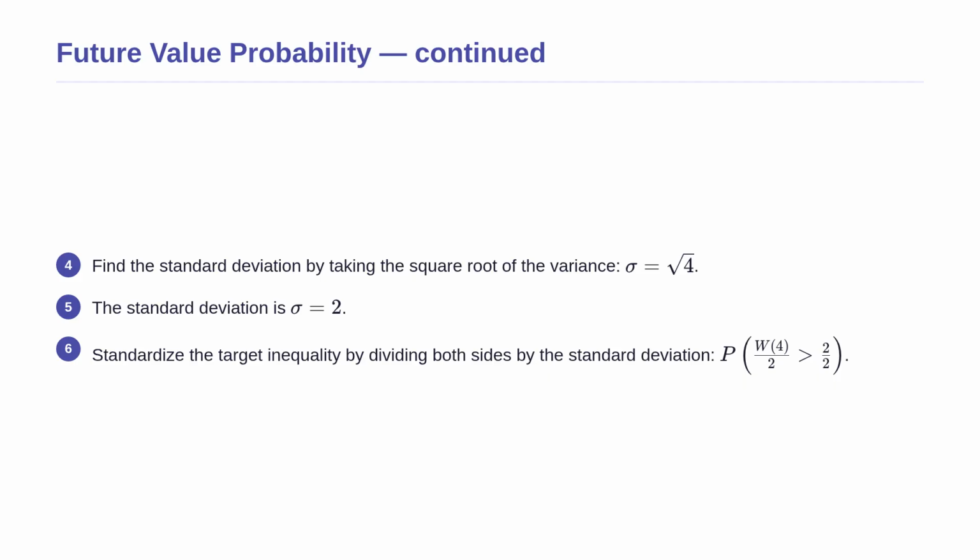Continuing with our calculation, we need to use standard statistical tables, which requires converting our specific distribution into a standard normal distribution. To do this, we find the standard deviation by taking the square root of our variance. The square root of 4 gives us a standard deviation of exactly 2. Next, we take our target inequality and divide both sides by the standard deviation. This mathematical operation standardizes our random variable, keeping the inequality balanced while allowing us to compare it to a universal baseline.